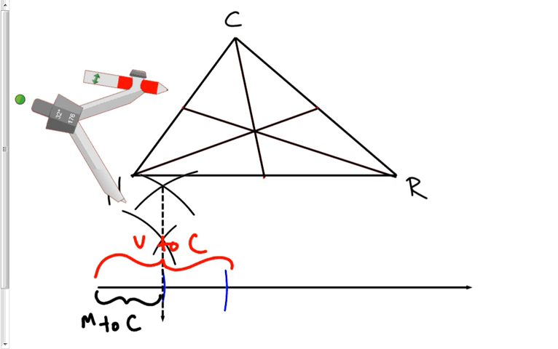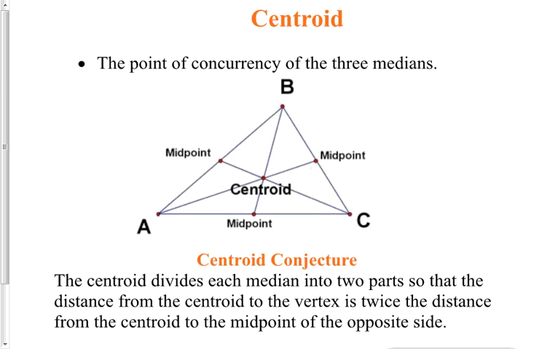So let's summarize all this together. We defined the centroid as the point of concurrency of the three medians, and I showed you how to construct it. And here we have a new diagram, triangle ABC, with the centroid. Then we investigated a certain characteristic, which becomes the centroid conjecture. It states that the centroid divides each median into two parts so that the distance from the centroid to the vertex is twice the distance from the centroid to the midpoint of the opposite side.